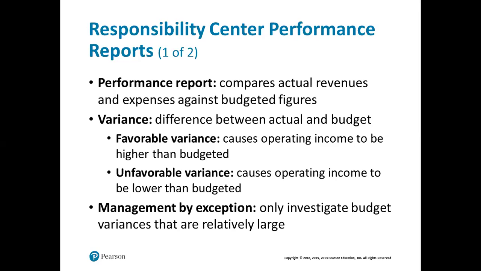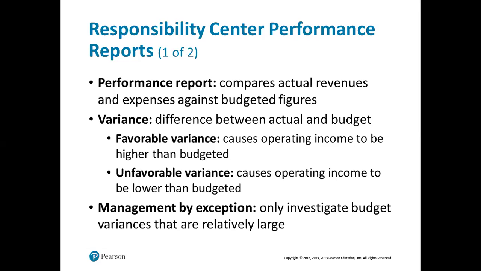So the variance is going to be what is good, a favorable variance. It's when your income is higher. Say, for example, you budget a revenue of $1 million, but your actual was 1.2 million. That $200,000 difference, or variance, is a positive or favorable variance. Or you budgeted $1 million, but you only received revenues of 900,000. That $100,000 variance is an unfavorable one.